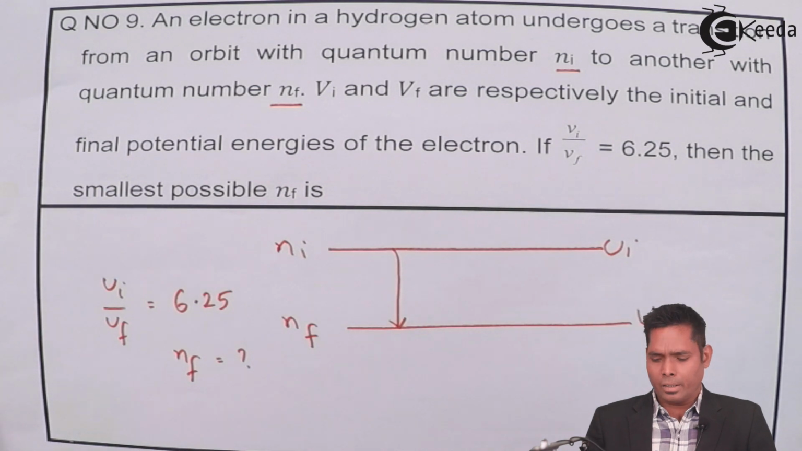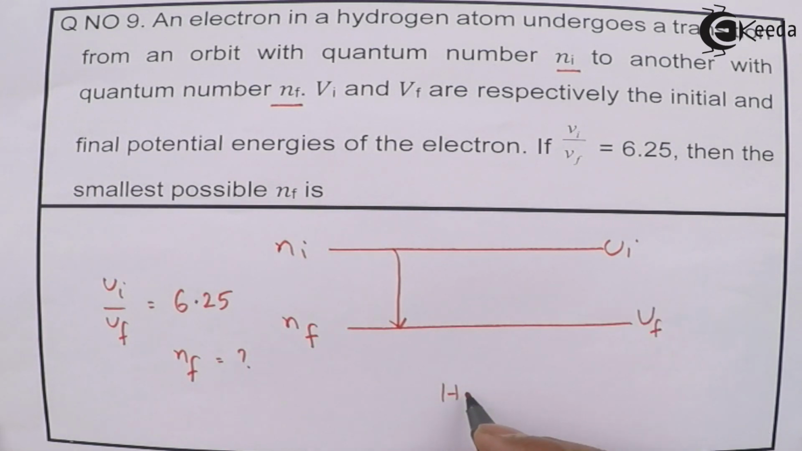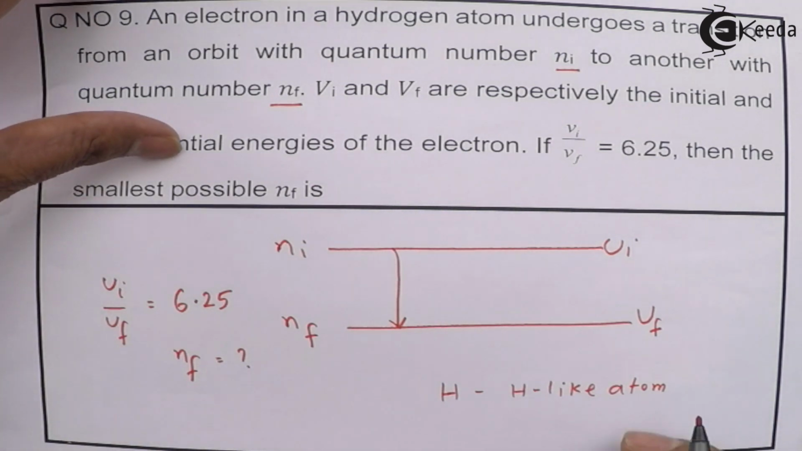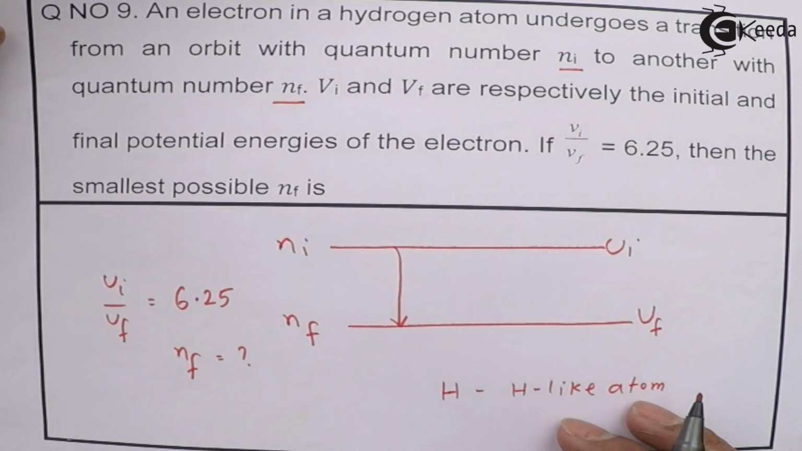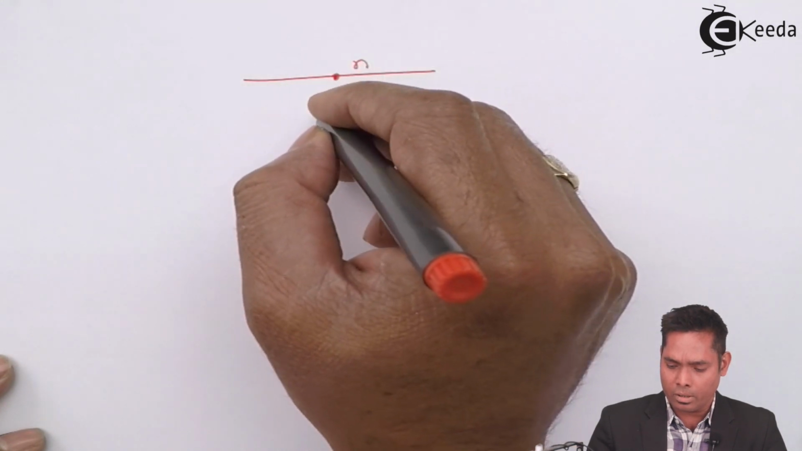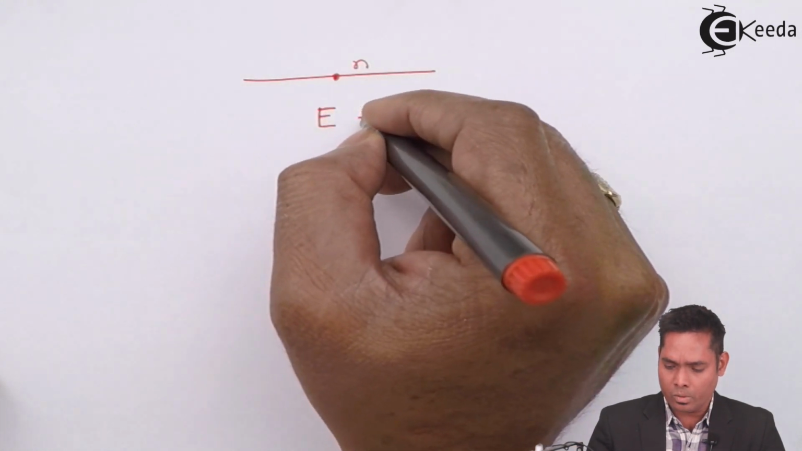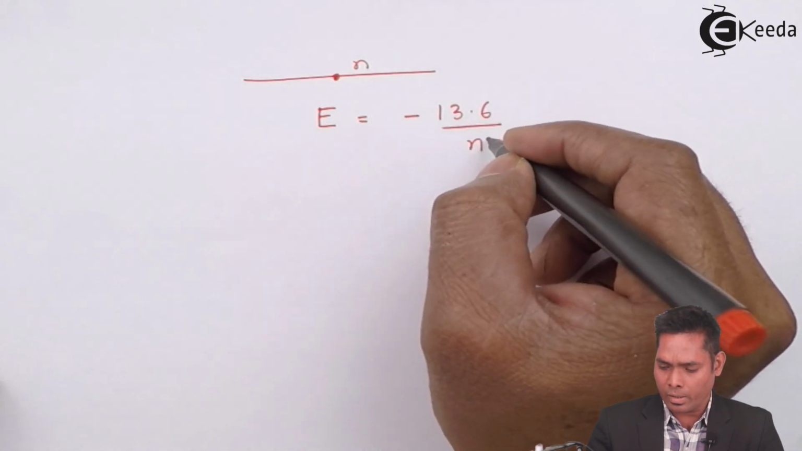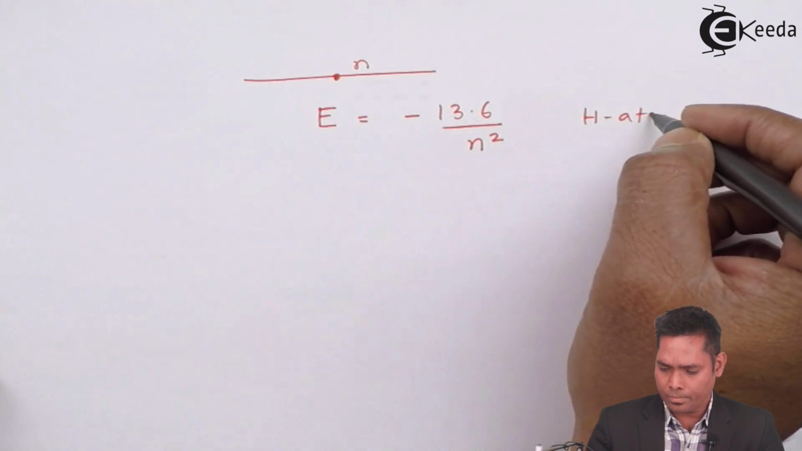We know that in case of a hydrogen or hydrogen-like atom, according to Bohr's theory, the energy of an electron in any nth orbit, the total energy, equals minus 13.6 divided by n square. This is only for the hydrogen atom.